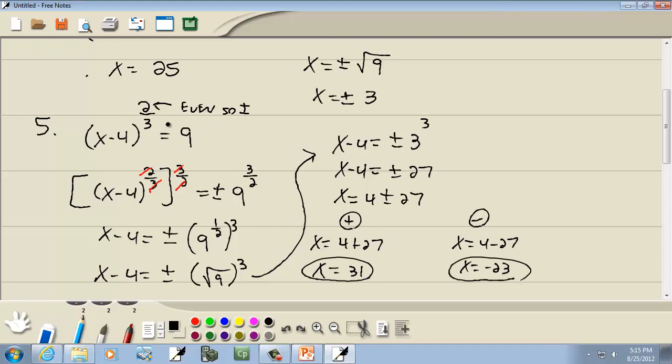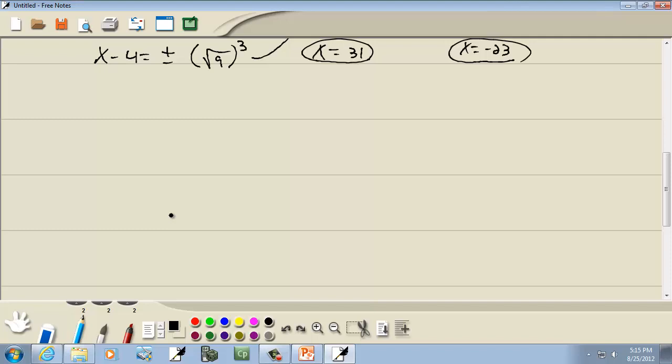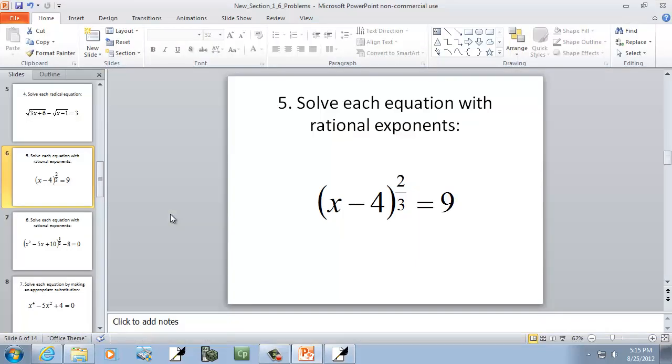Well, if I check my answers, we put 31 back up here. That gives us 27. That would give us 3 squared, 9, so that checks. If I put negative 23 up here, that gives us negative 27, and then that gives us 9, so that checks. So both of those check. Remember, when you raise both sides to a power, that's when you have to check your answers. Let's look at another one.